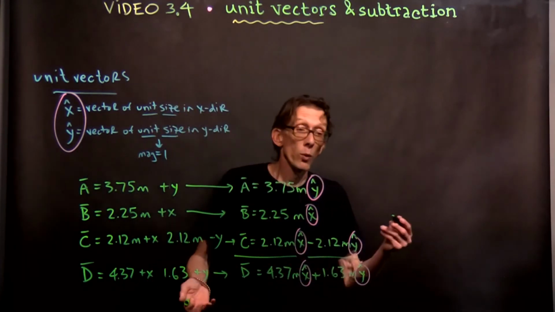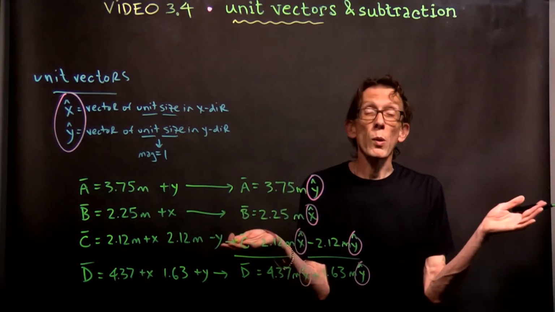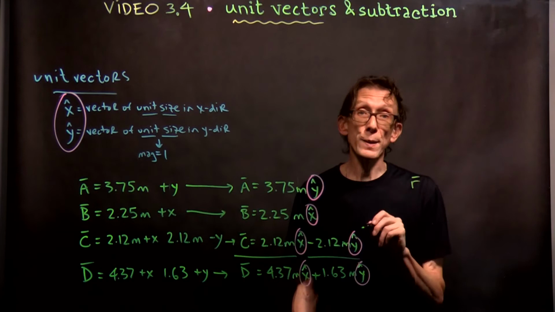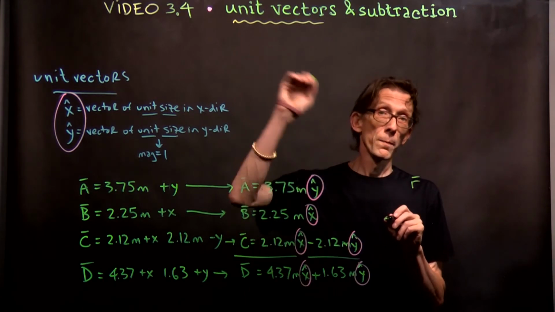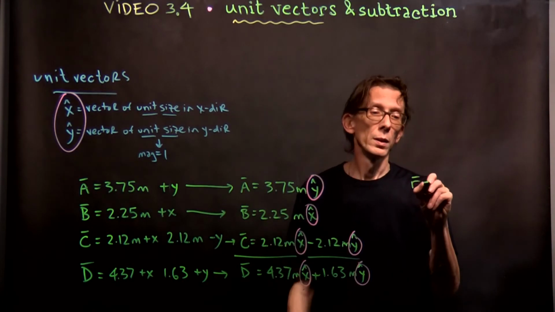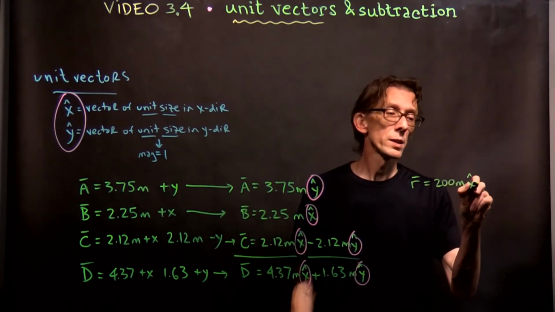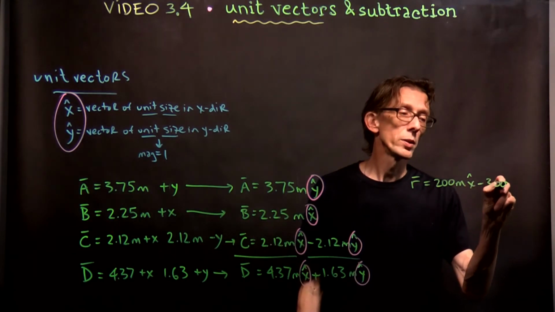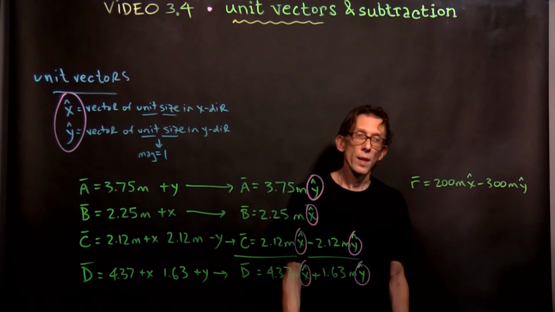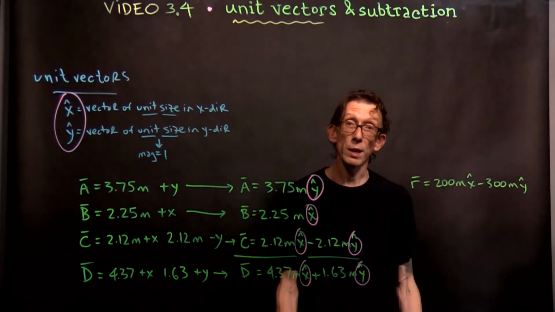And finally, we could discuss when we were in downtown Decatur, right? The total displacement vector from the old courthouse to Victory would be 200 meters x minus 300 meters y. That is a perfectly good way to describe that displacement vector.